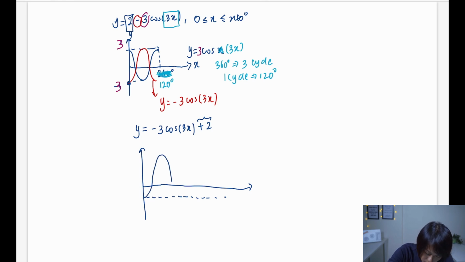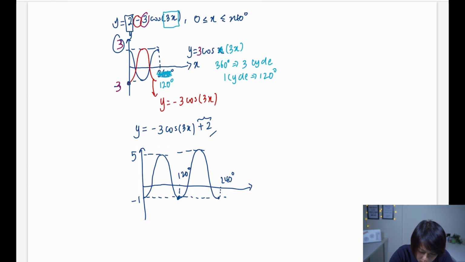We'll go up and down for one cycle. This is 120 degrees. And we're going to go another cycle, and then this is 240 degrees. So what you can see here is the maximum is 5 because 3 plus 2 equals 5, and negative 3 plus 2 is equal to negative 1. So this is how your graph y equal to negative 3 cosine 3x plus 2 looks like. So this is how you sketch sine and cosine graphs.